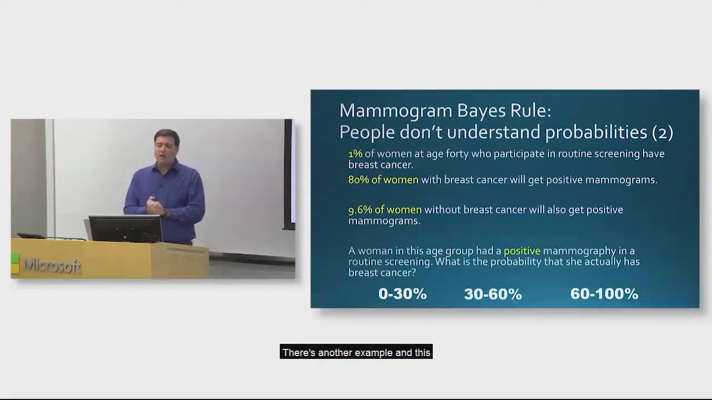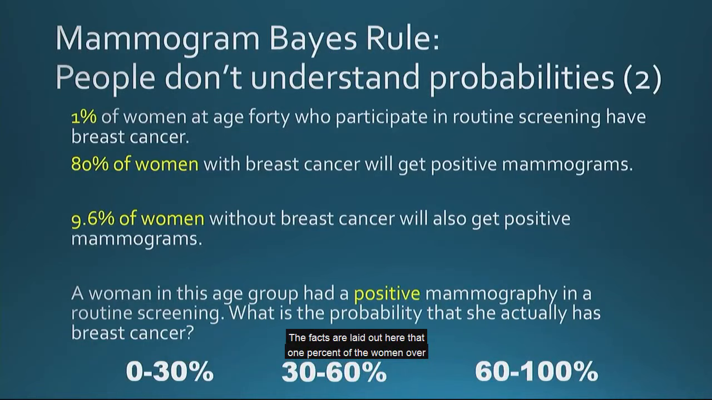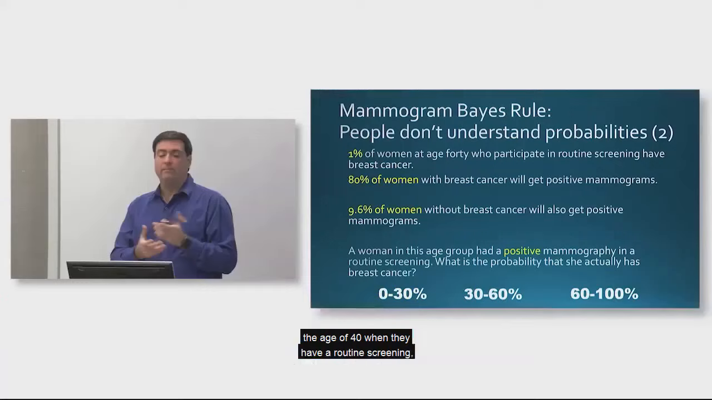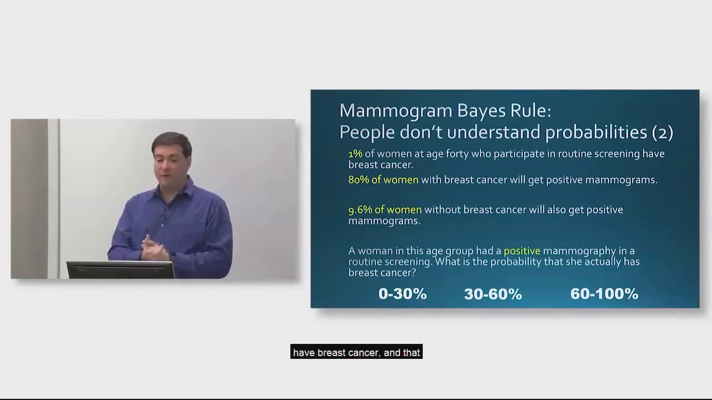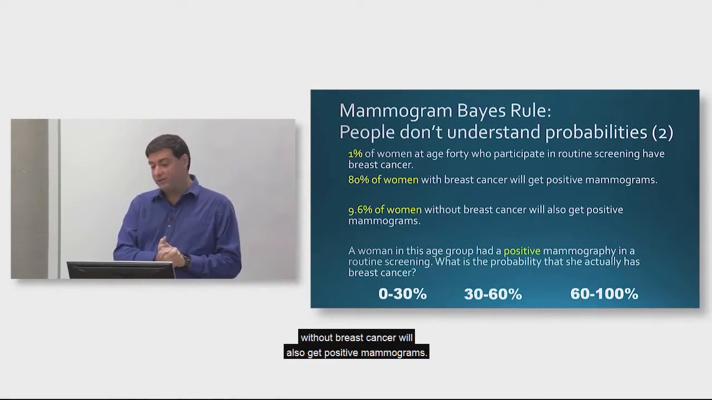There's another example, and this again happened in real life, when we were looking at women that were getting breast cancer screenings. And the facts are kind of laid out here: 1% of the women over the age of 40, when they have a routine screening, have breast cancer. And 80% of the women that have breast cancer will get positive mammograms. But 9.6% of the women without breast cancer will also get positive mammograms. That's called a false positive rate.